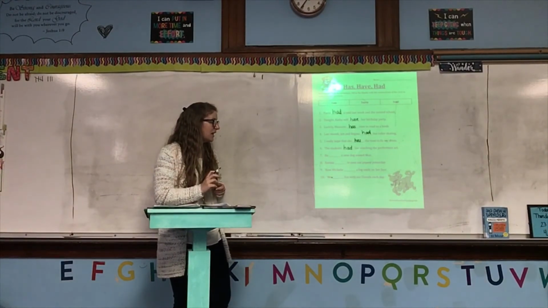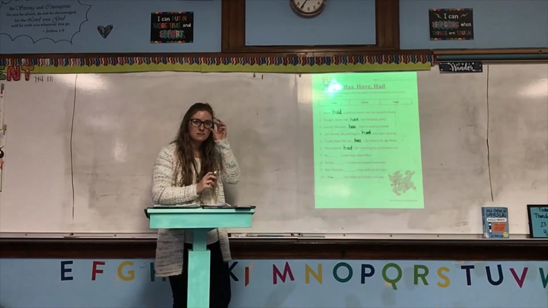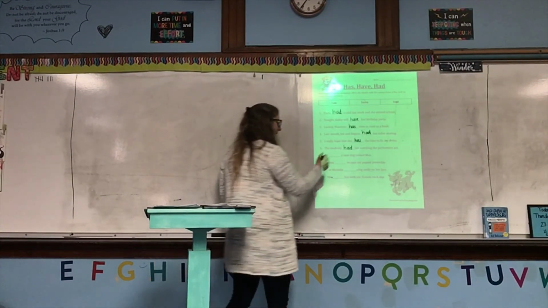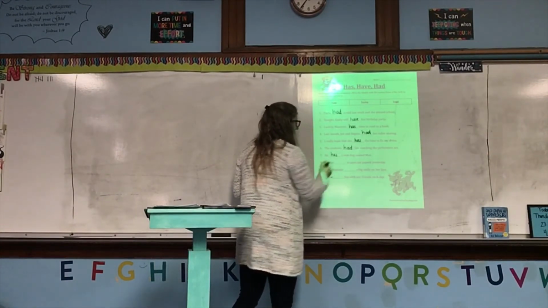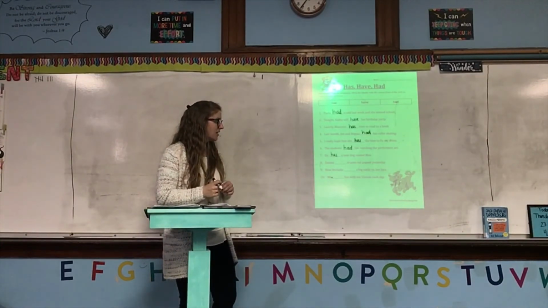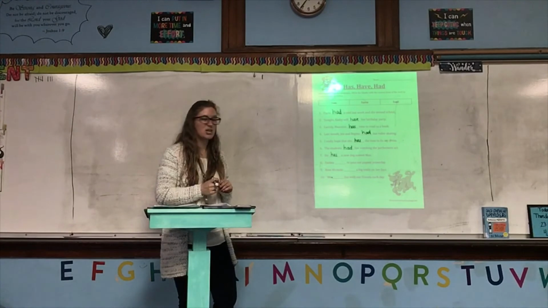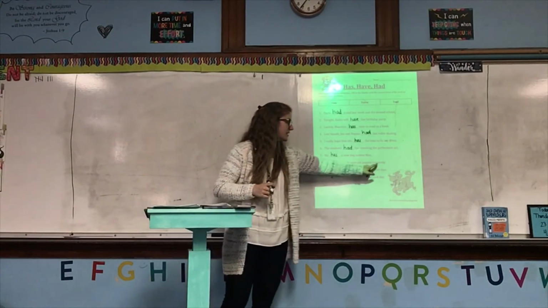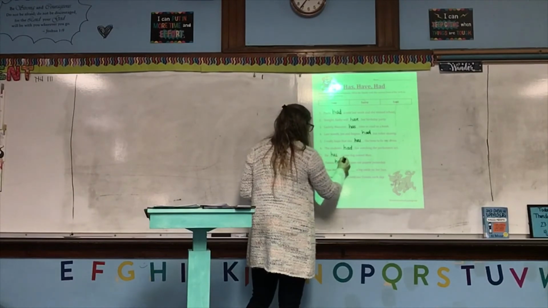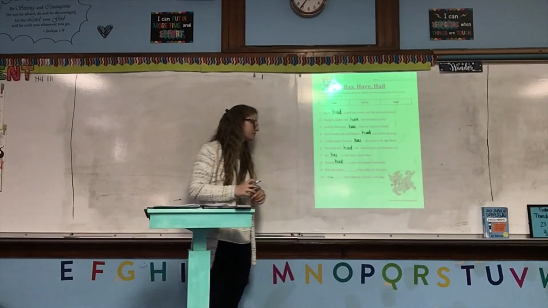Number 7, he blank a new dog named Max. Well, this is probably happening now, and we know has is the form that goes with he in the present tense. Number 8, Fatima blank to pass out papers yesterday. Well, yesterday tells us it happened in the past. The only past tense form of have is had.